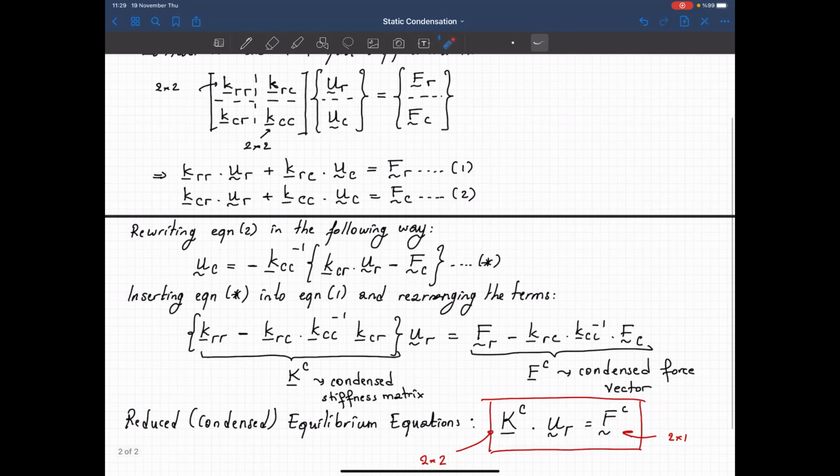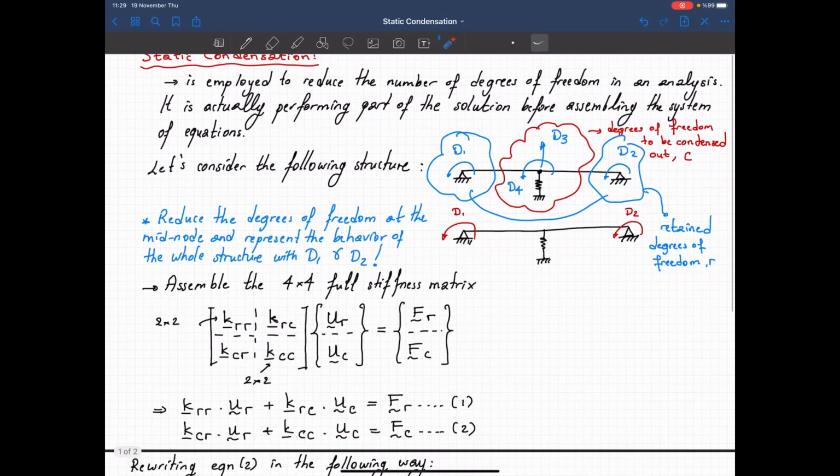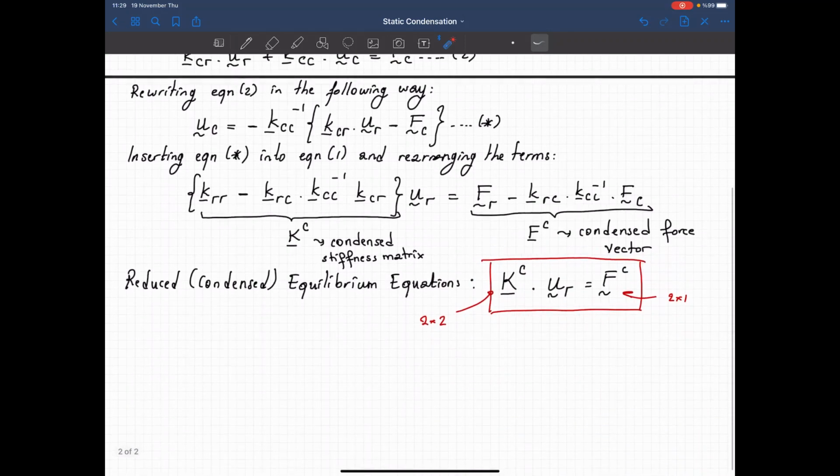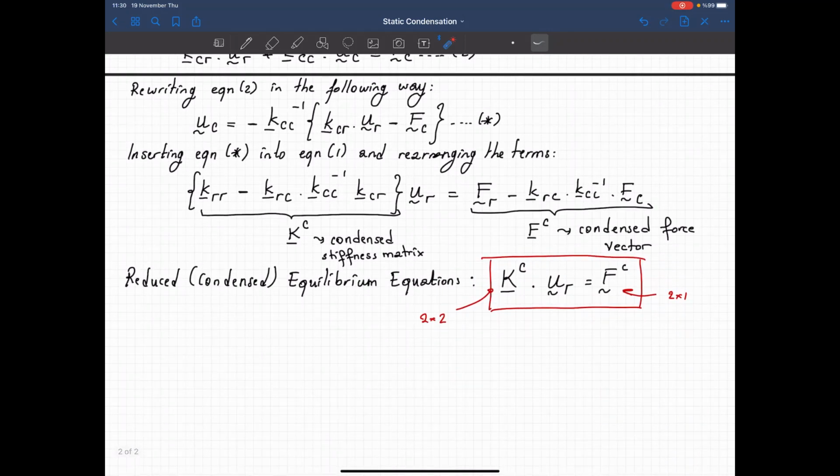So if I do a full assembly, obtain these submatrices and perform this multiplication or this operation, I obtain the stiffness coefficients for these 2 degrees of freedom, and they describe whatever I have. I can have many more members, many more degrees of freedom, but at the end of the day, when you perform these calculations, you describe the behavior of this whole structure with only these 2 degrees of freedom.